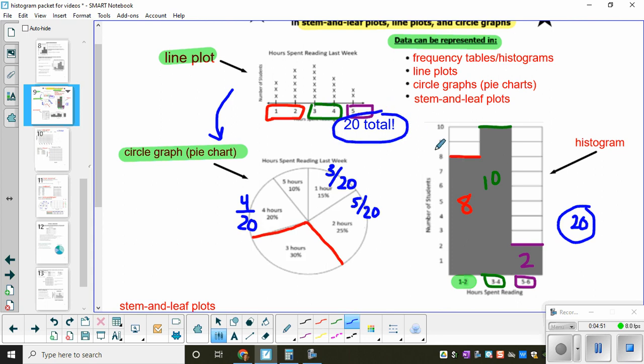So what we're going to be doing today is looking at the data and how it can be represented in the different graphs, and talking about which ones are the most user friendly, and in certain situations when you might want to use one versus another.